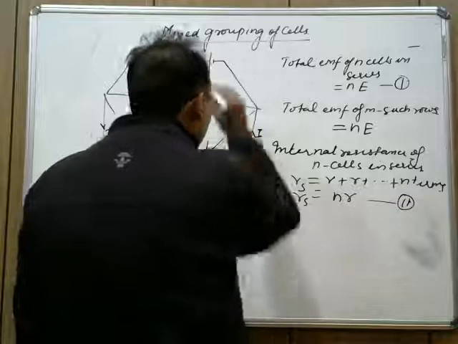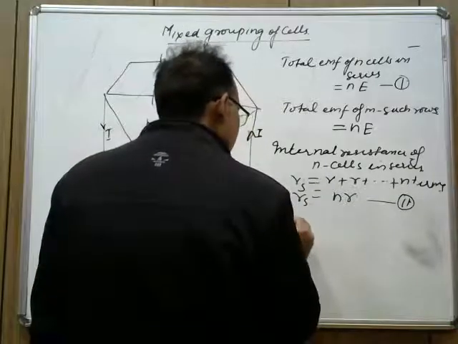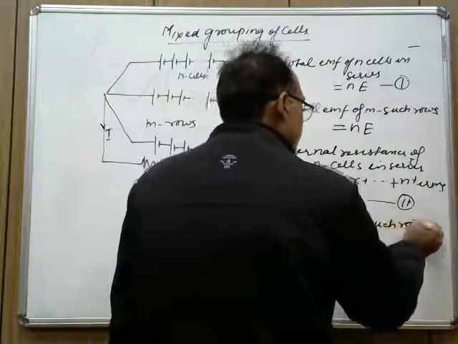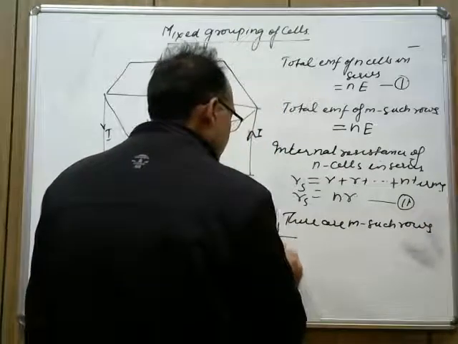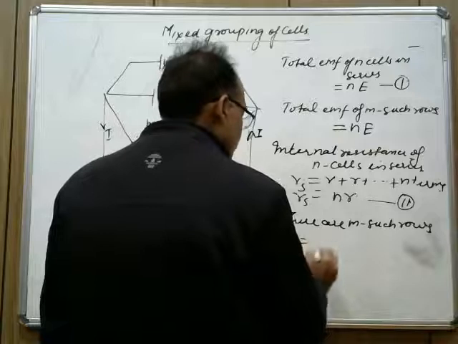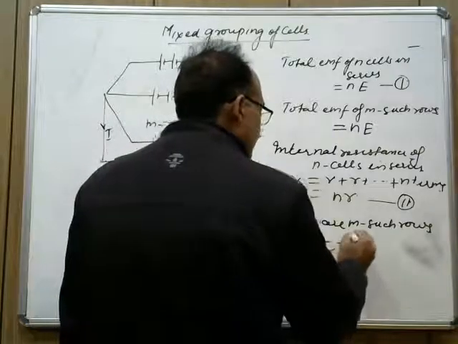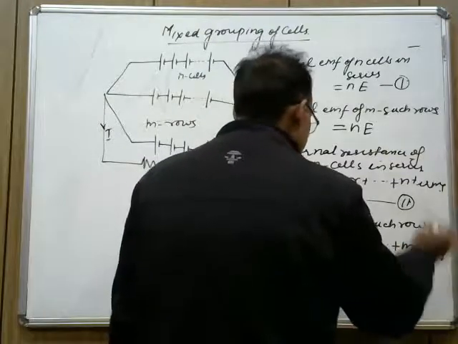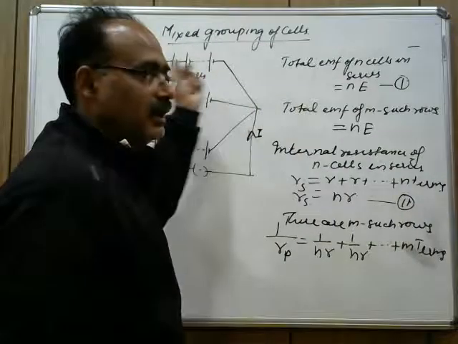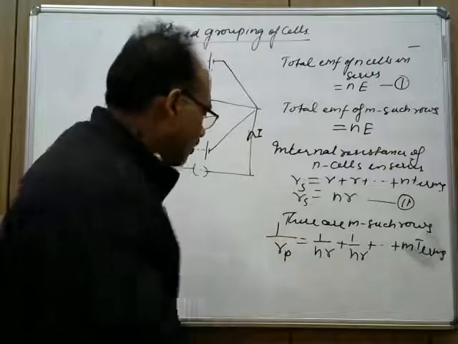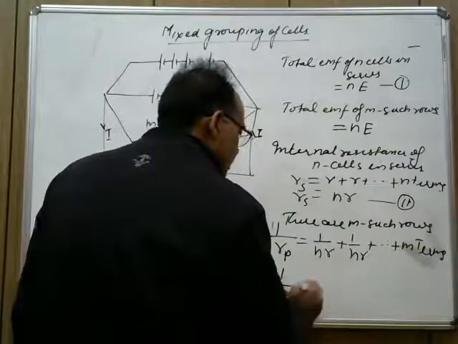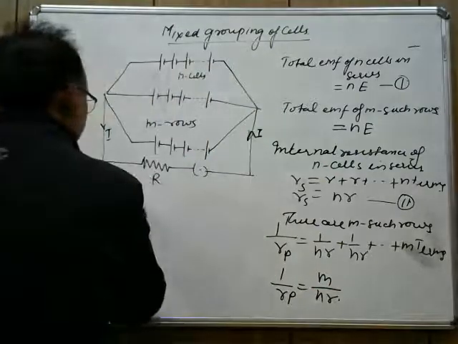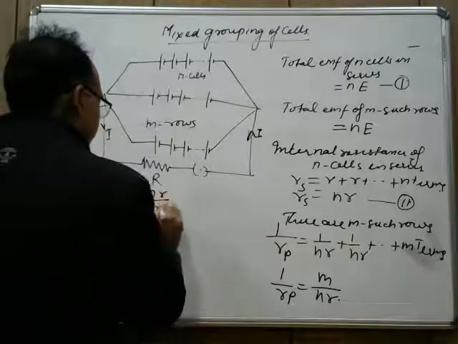Now there are m such rows. So total equivalent resistance 1 upon Rp is equal to 1 upon nr plus 1 upon nr up to m terms. क्यों हमने लिया? क्योंकि एक लाइन का रेजिस्टेंस कितना है? nr. तो now we can write 1 upon Rp is equal to m upon nr, or we can say Rp is equal to nr by m. This is equation 3.